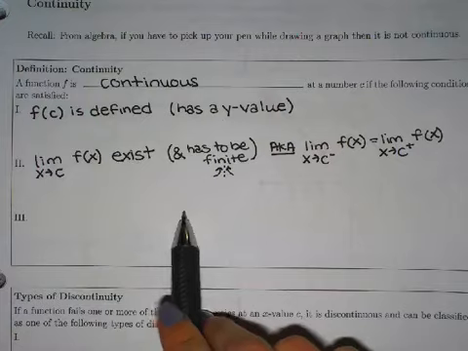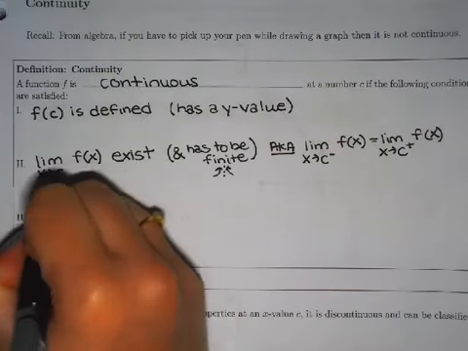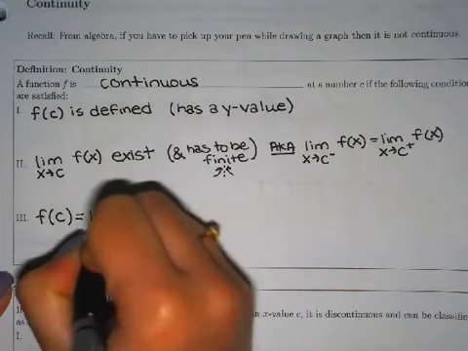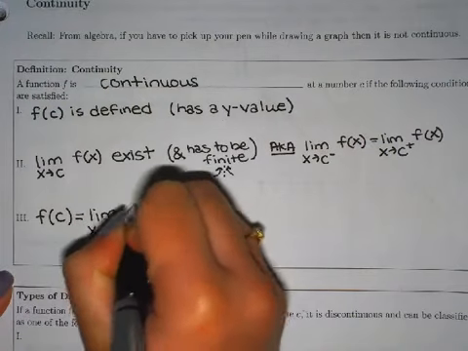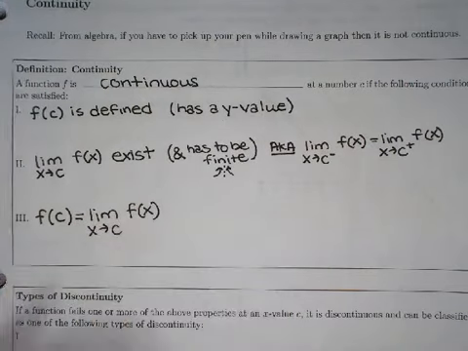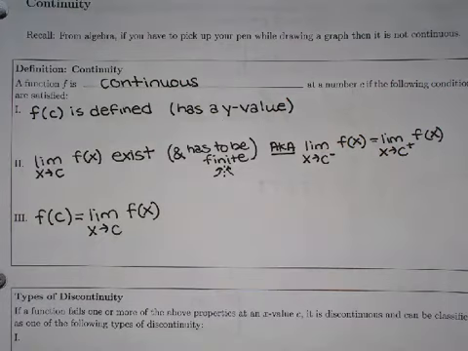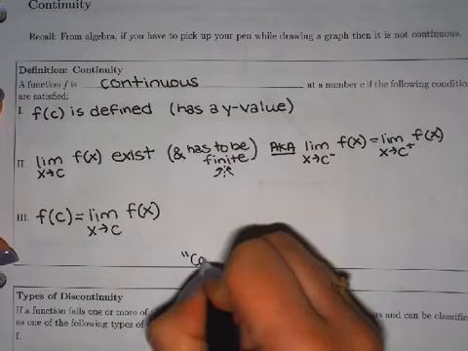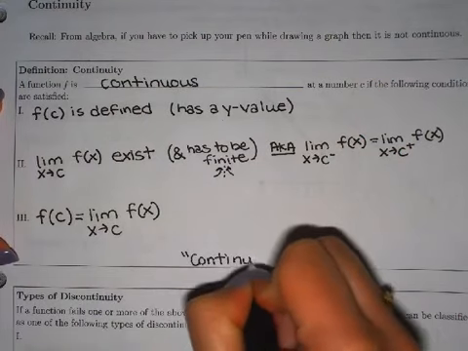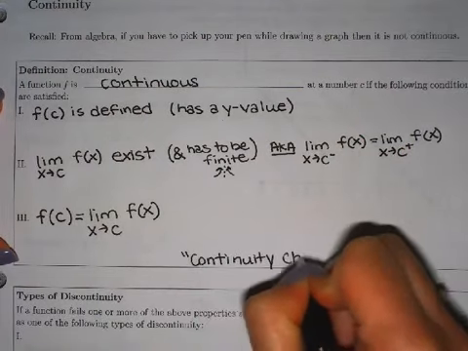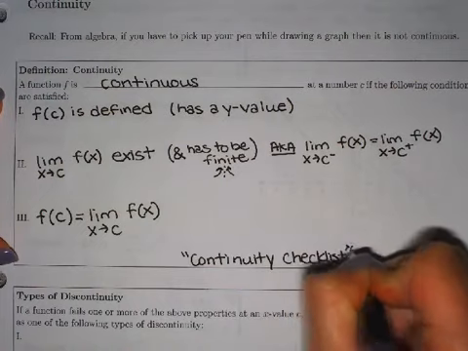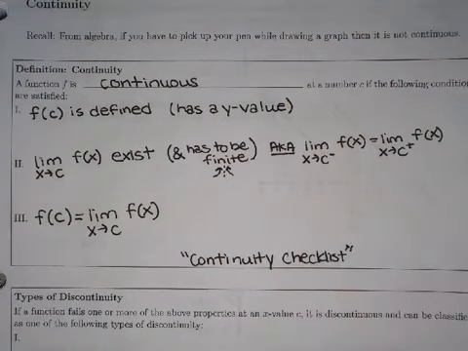Our third thing on our continuity checklist is that our y value, what we get when we plug in f of c, is the same thing as our limit. So it has a y value, has a limit, and they're equal, is what that third property says. Those are three things on our continuity checklist. You check, does it have a y value? Does it have a limit? Are they the same thing?